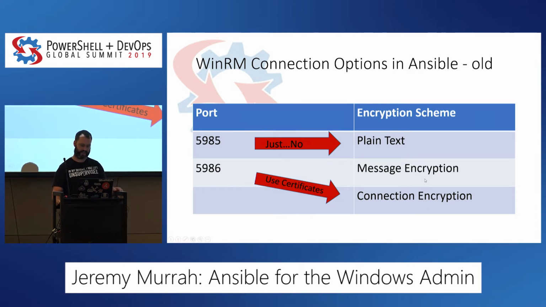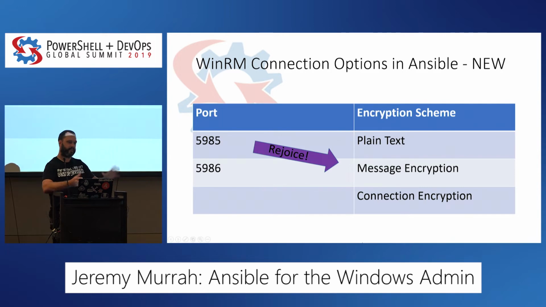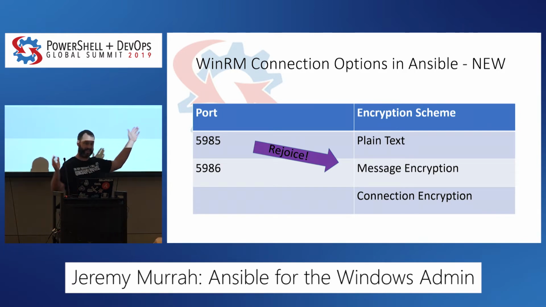And that was sad Panda Day because I've got several thousand servers and I didn't want to put certificates on all of them, but that was kind of my only option until around Ansible 2.6, PyWinRM 0.30, and I remember the number because I was so excited when it happened, they added support for message encryption. So now, using that Ansible WinRM message encryption value, you can say 5985 with message encryption, and that matches exactly Windows default settings. So no longer do you have to pre-configure anything.